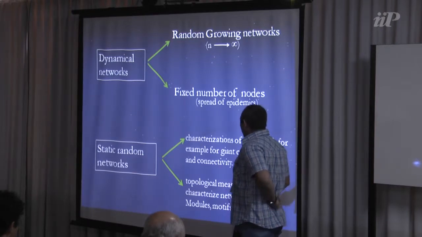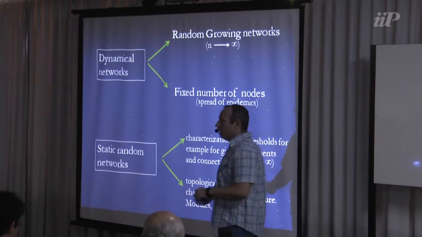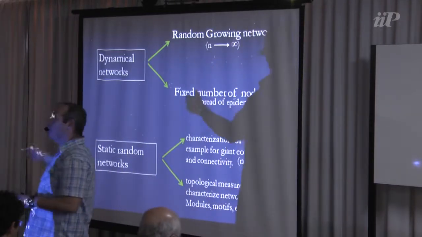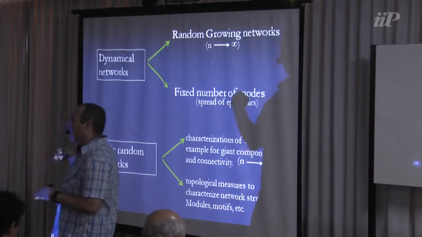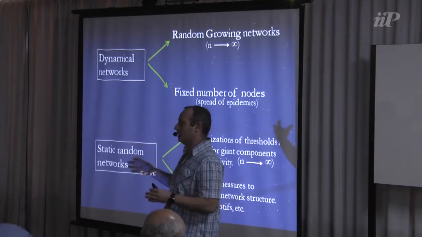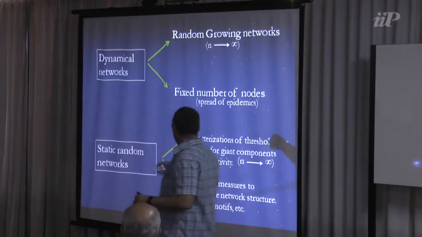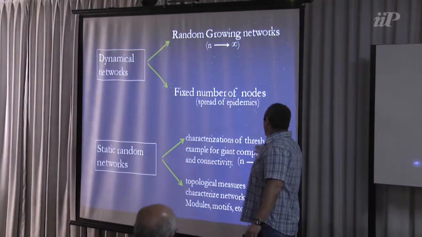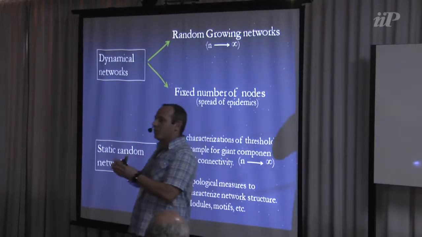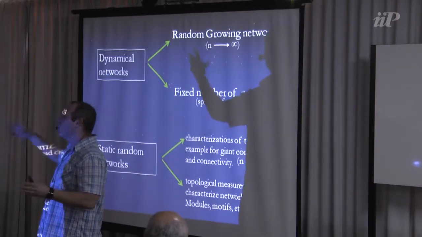And the other type of characterization of static random networks has to do with networks where you want to study how they behave in the thermodynamic limit. When n goes to infinity, what happens to that network? But there is no time. Just think that the network is bigger. And the typical question is, is there any threshold such that you have a huge component?